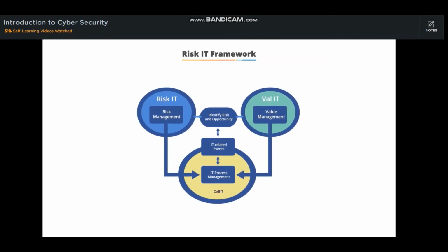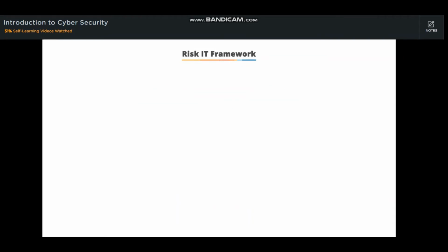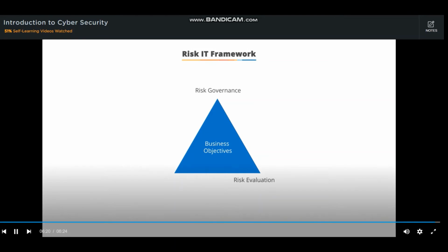Risk IT framework complements COBIT, which provides a framework for control and governance of business-driven IT-based solutions. Risk IT framework is to be used to help implement IT governance in enterprises that have adopted COBIT as the IT governance framework. Risk IT framework goes from risk governance to risk evaluation to risk response.